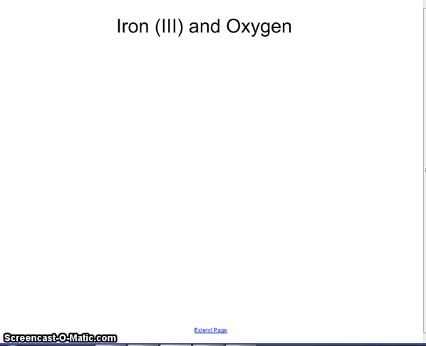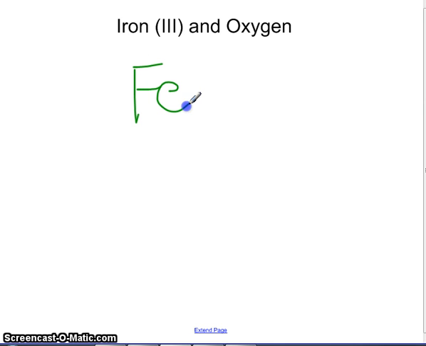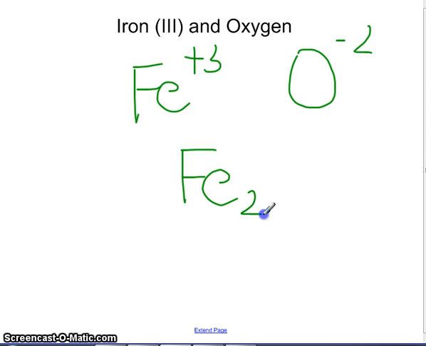Okay, let's try one more practice. Iron 3 oxygen, so this time iron has a positive 3 charge. Oxygen, of course, being in group 6, will gain 2 electrons, becoming negative 2. So the formula will be Fe2O3.